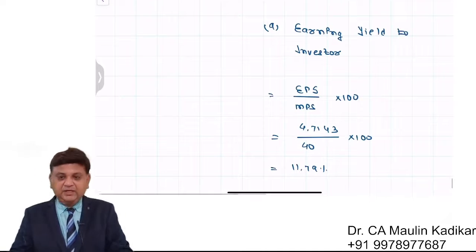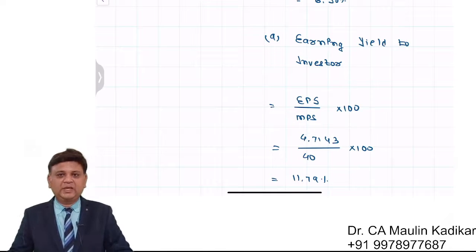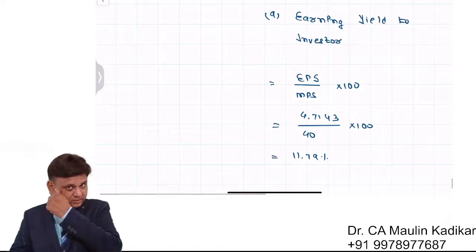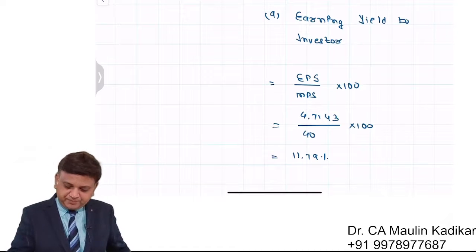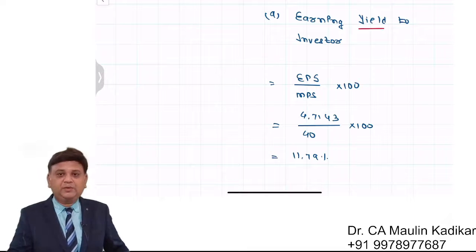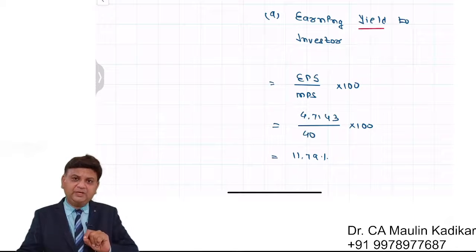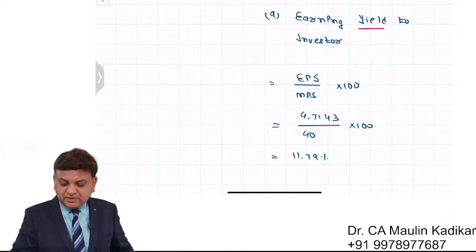That is the way earning yield to investor is found. So once again you have to understand the answer in this way. Yield is calculated from whose point of view? Yield means return. Now the question says that to the investor.